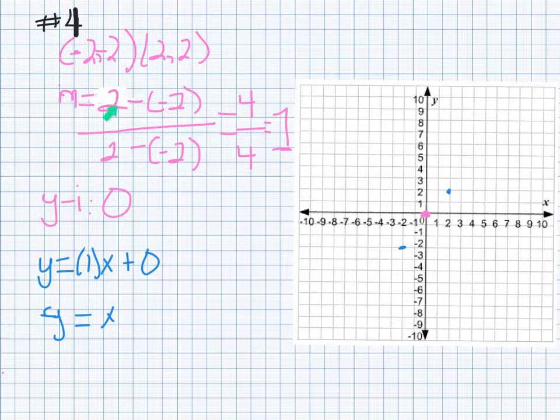So when I work this out, 2 minus -2 is going to be 4, and the same on the bottom, that equals 1. So my slope is 1, and my y-intercept is 0. And so when I put it in the slope-intercept equation of a line, I get y equals 1x plus 0. That was what the y-axis was. And my answer is y equals x.